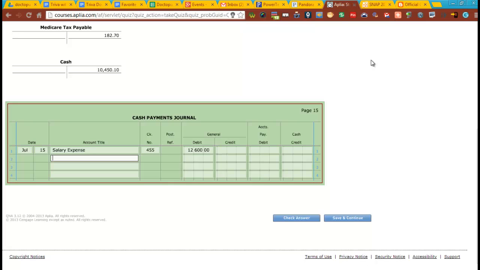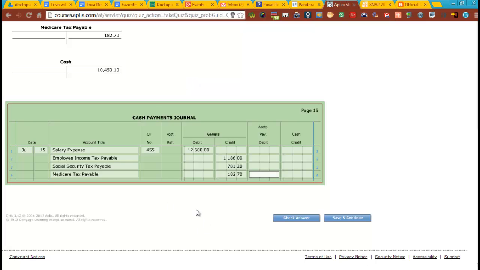Does that make sense? So the next one that we're going to put in is employee income tax payable, and that'll be $1,186. Then it'll be Social Security tax payable for $781.20. And then we're going to have Medicare tax payable, $182.70. What did I miss?